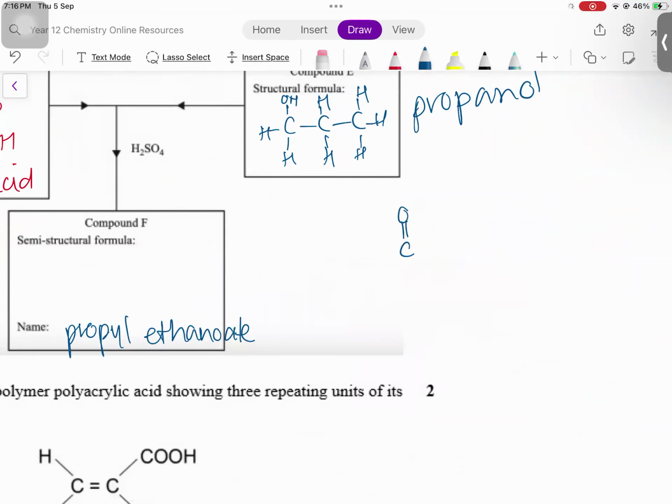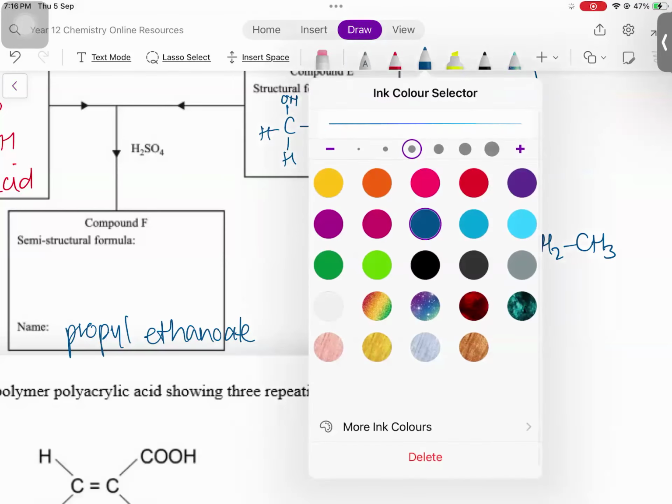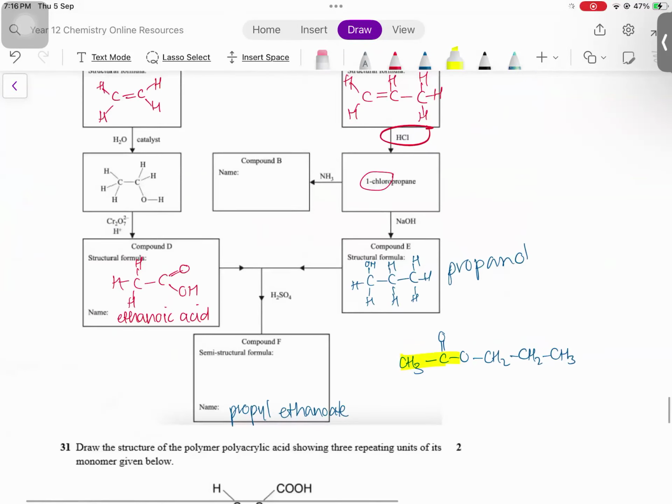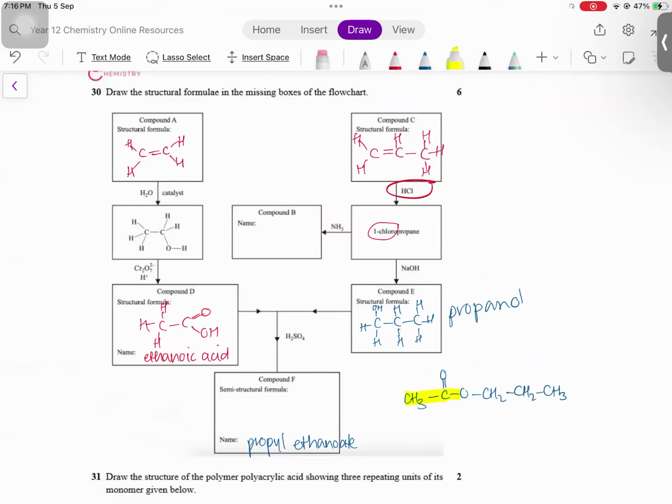Draw in my carbon-oxygen double bond, single bond for my ester functional group. The alcohol section, the propyl, gets the single bond oxygen, so CH2, CH2, CH3. And then my acid part of the name, the second part, gets the double bond oxygen. So I put in an extra CH3 to get 2 carbons for F. Right. Okay. Any questions so far?